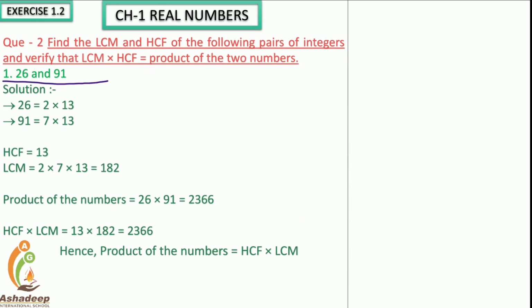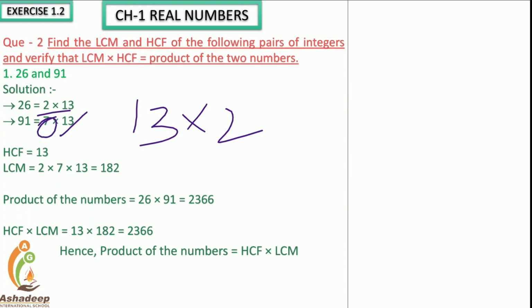So 26 and 91. 26 can be written as 2 into 13, and 91 can be written as 7 into 13. We already know how to find the HCF and LCM. HCF is nothing but the common factor which is there in all the given numbers. So 13 is the HCF. Then the LCM: 13 2s are 26, 13 is already there, so we need to write down the 7. 26 7s are 182. So we found the HCF and LCM.